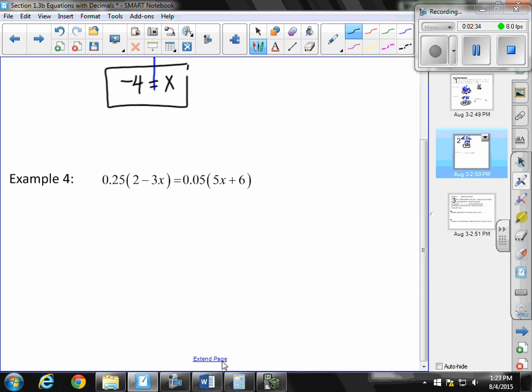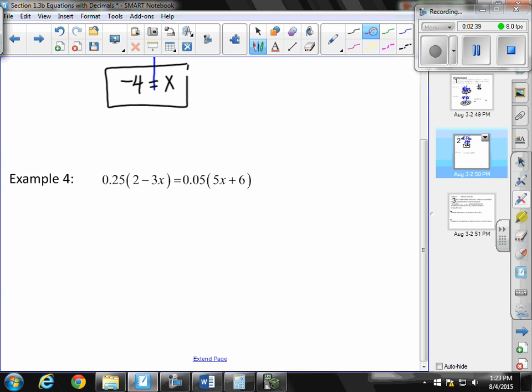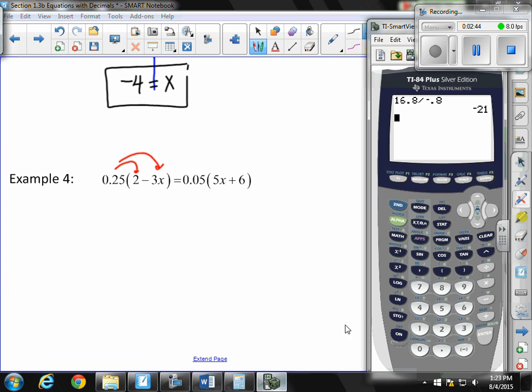Now, number 4 looks a little bit harder. It's not really, it just has parentheses in it. So the first thing we're going to do is distribute to eliminate the parentheses. 0.25 times 2 is 0.5. 0.25 times 3 is 0.75. So this gives me 0.5 minus 0.75x.